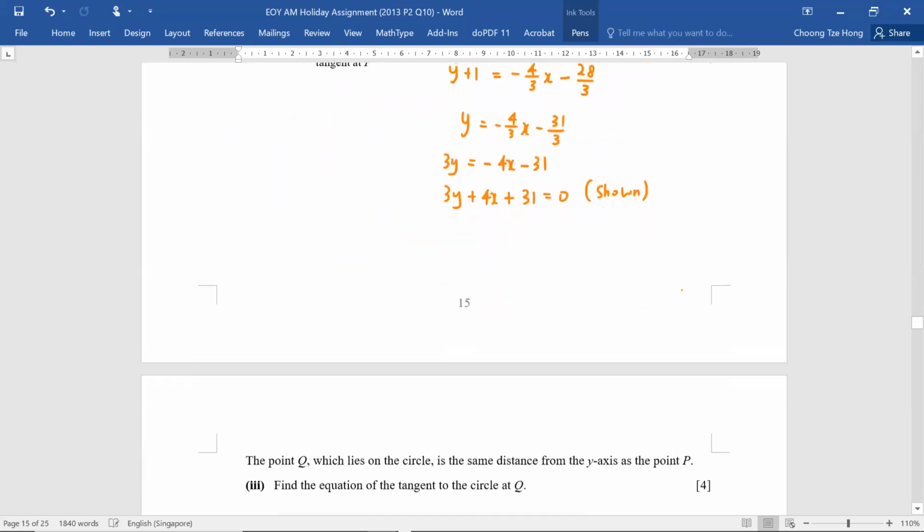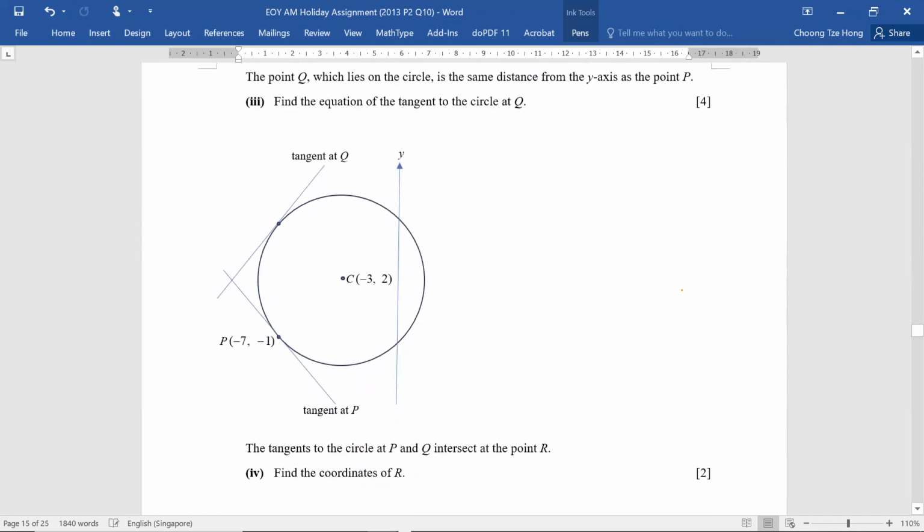Okay, let's take a look at the next part of the question. The point Q, which lies on the circle, is the same distance from the y-axis as point P. So point Q, I've drawn it over here. But why did I draw it over here? Because the question told us that it's the same distance from the y-axis as point P. What do they mean? When they mean distance, they mean the perpendicular distance. So if I draw a perpendicular line from Q to the y-axis, this distance will be equal to this distance. So these two distances will be equal.